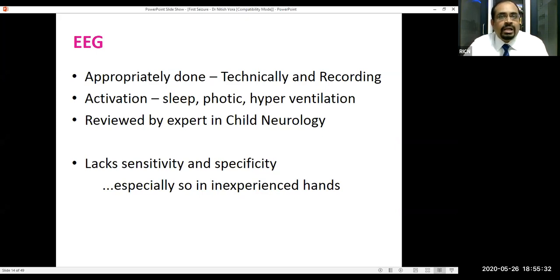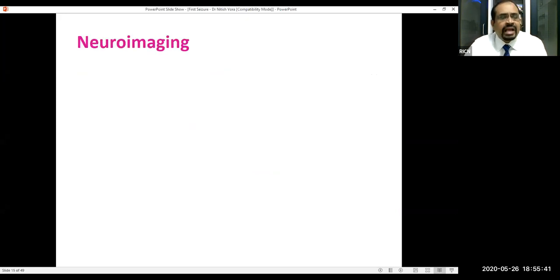In that case, it may lead to a wrong diagnosis, unnecessary wrong treatment, medications for years and years, and their side effects and cost. So there's an extra burden. So again, EEG is very helpful.